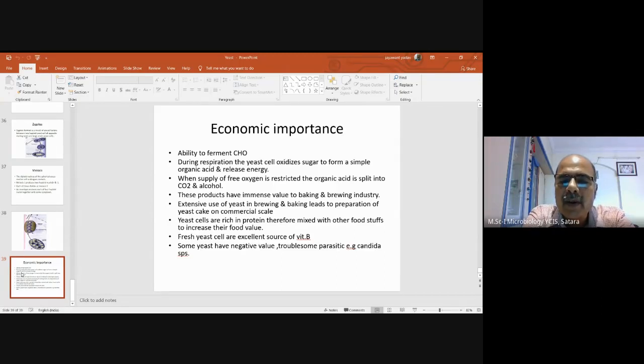Some yeasts have a negative value, that is, they are troublesome parasites, and a classic example is candidiasis, where Candida species can cause an infection, and the disease is called candidiasis. So, economic importance. Questions can be asked for 2 marks or 4 marks.